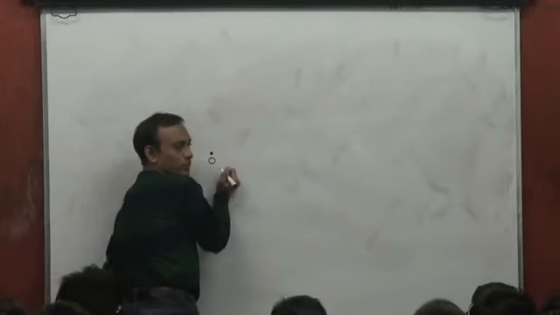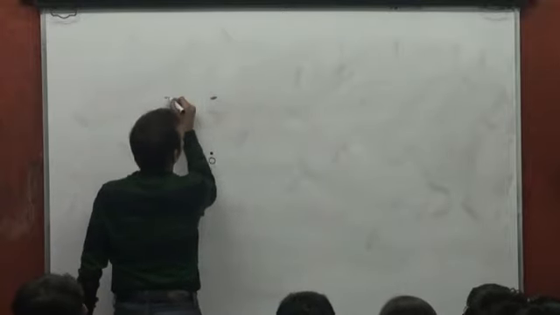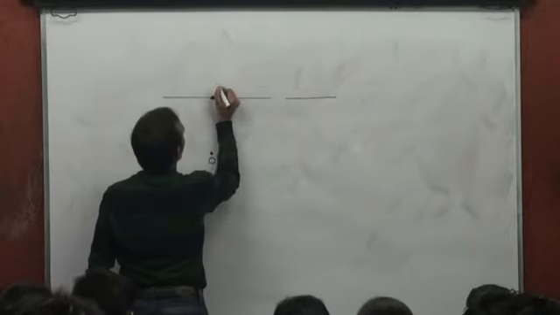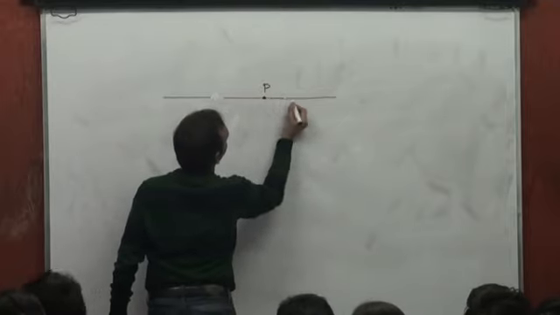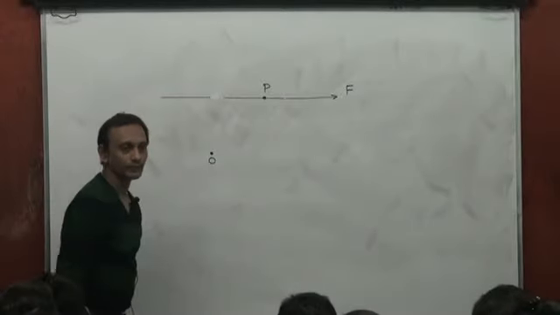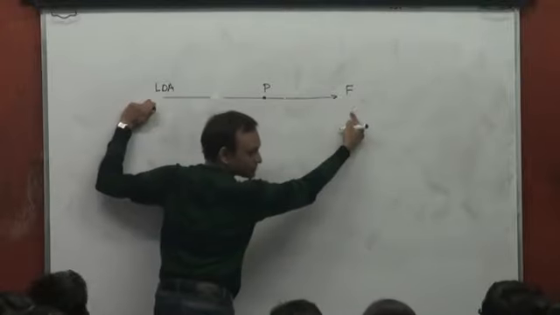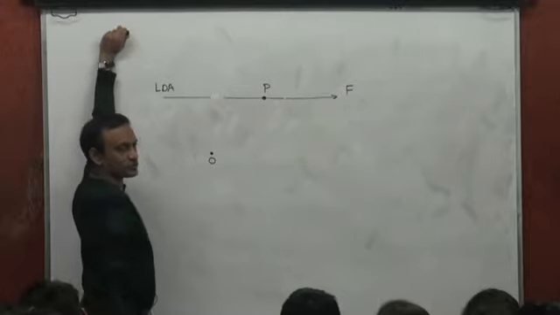One, let me define the following for you. If there is a point O, and a certain force F acts at a point P, there is a certain force of magnitude F acting at P. This is the line of action of the force, LOA. This is the line of action of the force F. This is the point of application of the force.